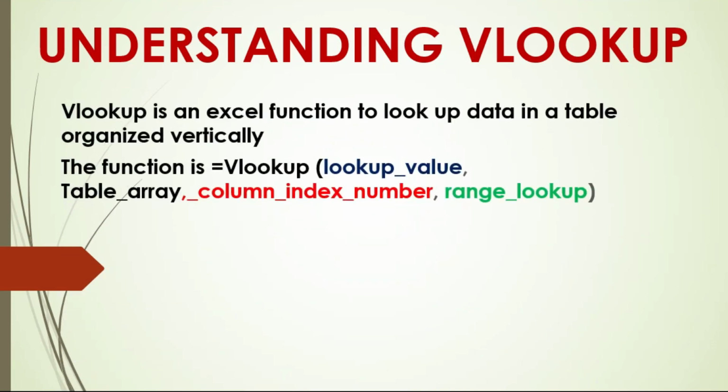VLOOKUP is an Excel function to look up data in a table organized vertically. What this simply means is that your data has to be organized vertically, in other words, in columns. The function that we use is VLOOKUP, then lookup value, comma, table array, column index, and the range lookup. This is the whole thing that we'll be looking at in this video.